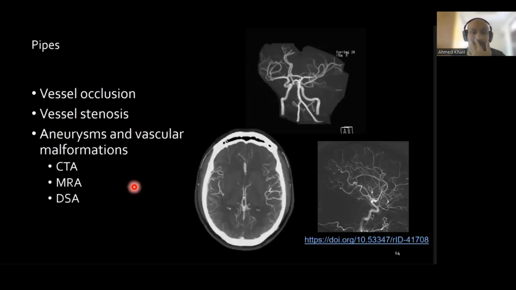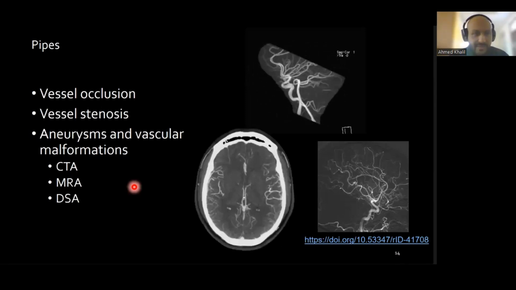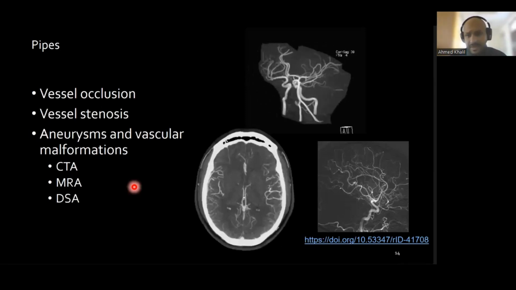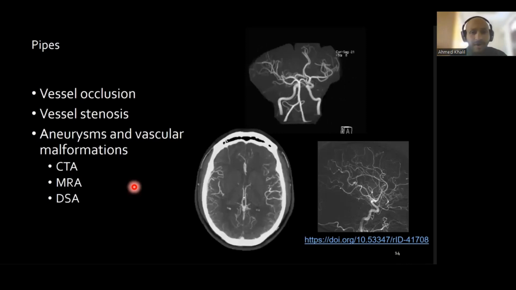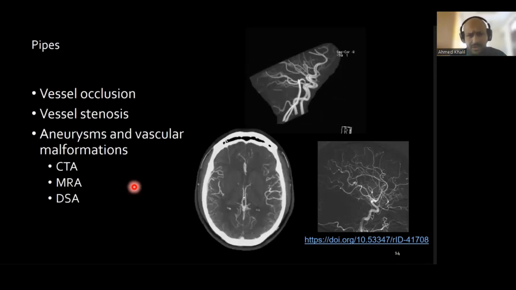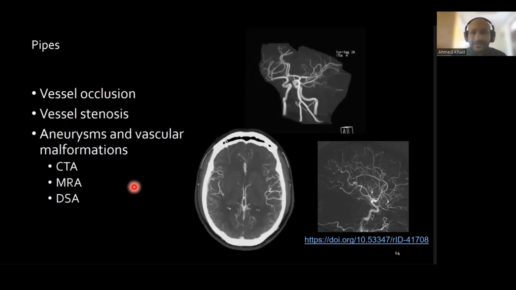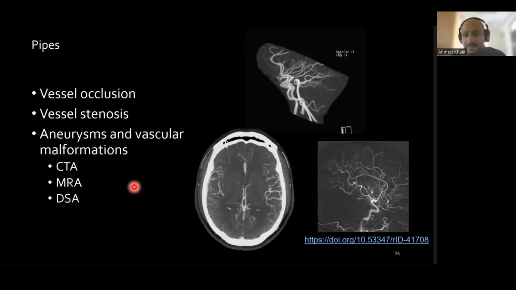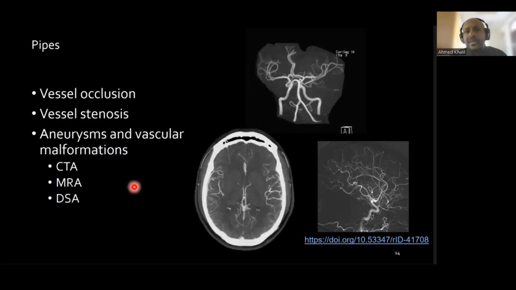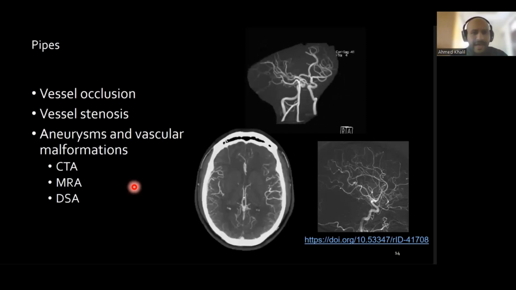The second P are the pipes. Basically, it refers to the pipes, and the pipes are extremely important. They've become even more important over the past 8 or so years because we have a relatively new way of treating at least some strokes, mechanical thrombectomy, which is an endovascular procedure.